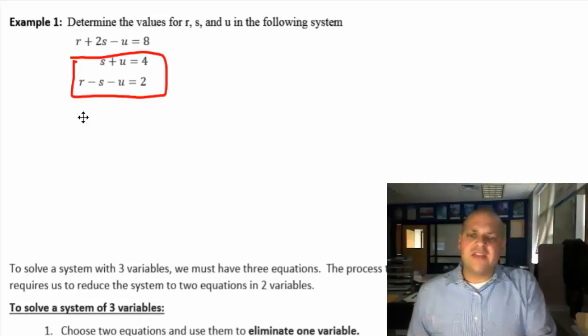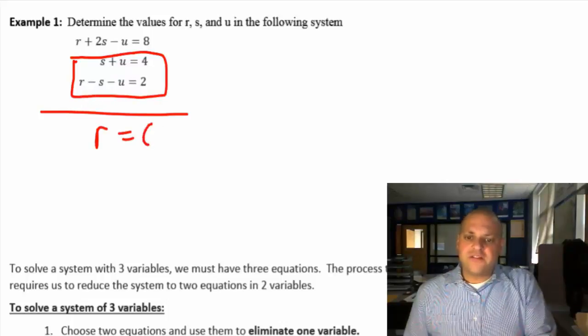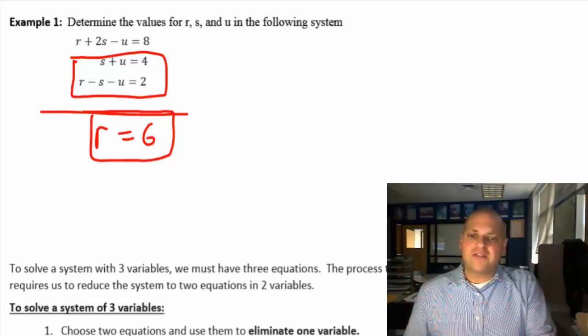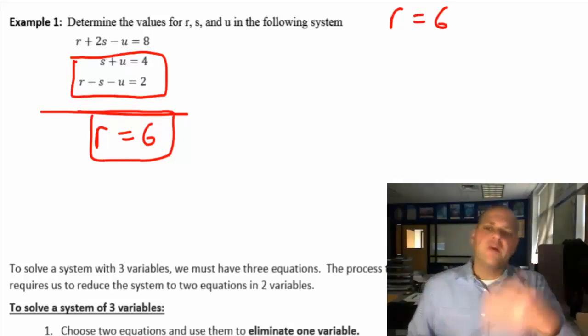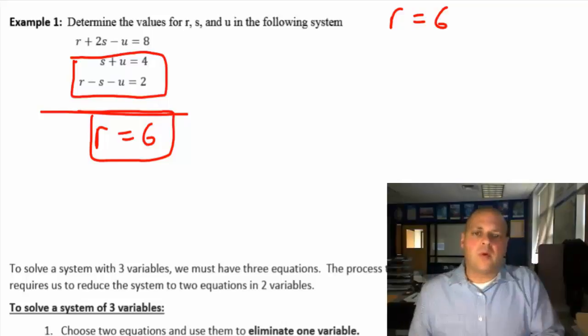So if we take these two only and combine like terms, add those two together, I'm already set up with cancellations here. The u minus u is a 0, and the s minus s is also 0. So I'm left with just r equals 6. Again, r, because there was no r here, so I have r. S minus s is nothing, 0s, and u minus u is 0u. Those dropped right out. 4 plus 2 is 6, and I already solved for one variable. I already got r equals 6. So this is one of the easier ones you would maybe be required to do.